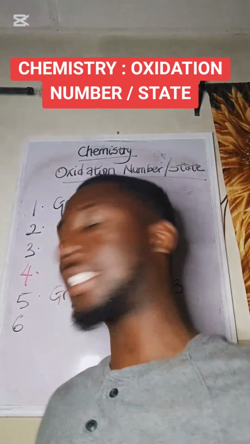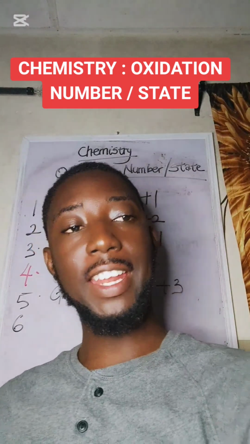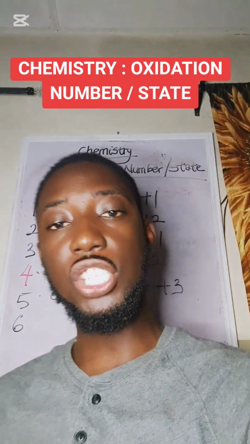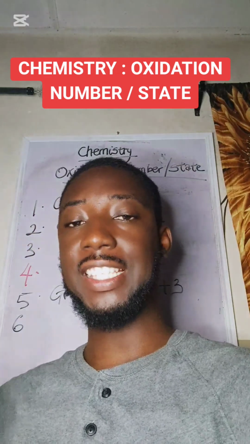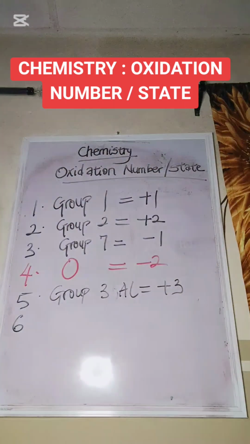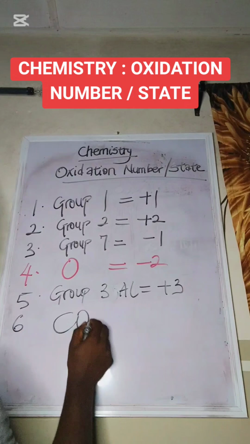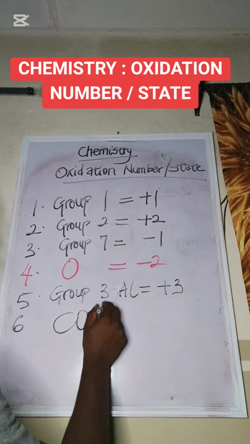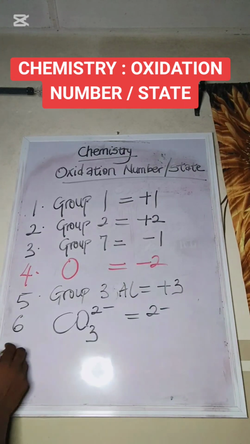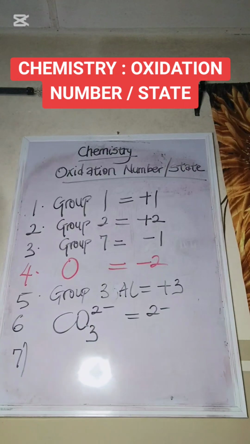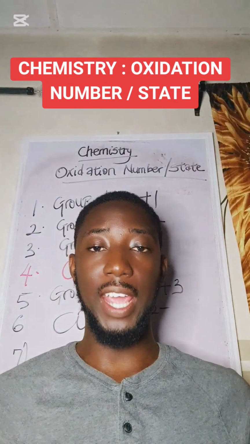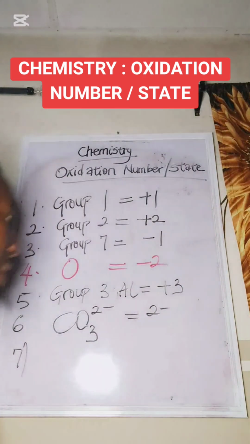So we have the sixth one. In any radical, the sum of the oxidation numbers of all the atoms is equal to the charge on its ion. For radicals, for example, you have something like the tetraoxocarbonate ion. So it has a charge of what? Then the seventh one, the sum of the oxidation numbers of any compound is given as 0.